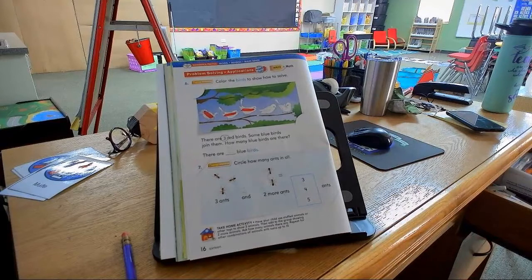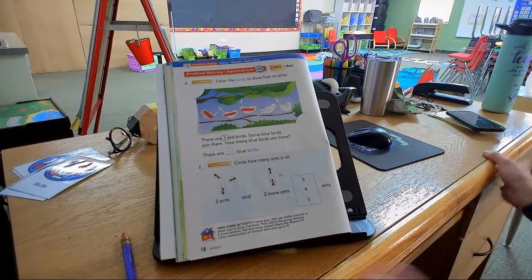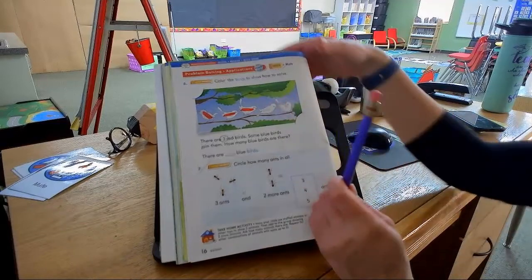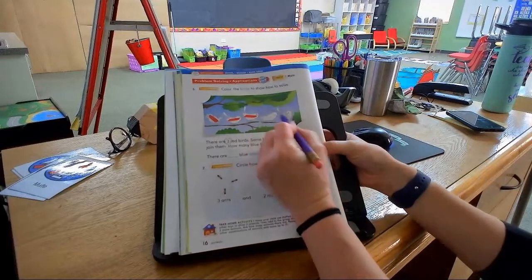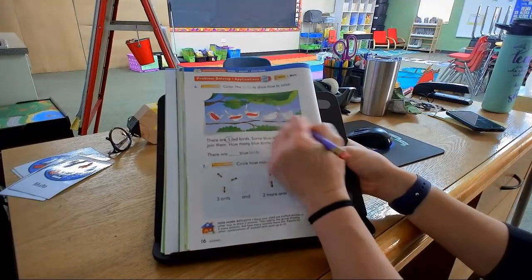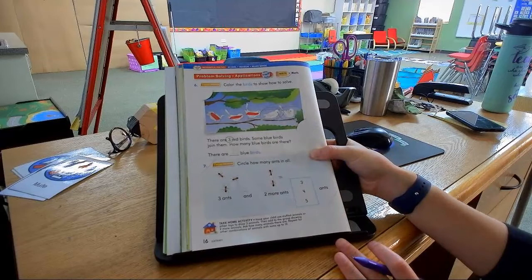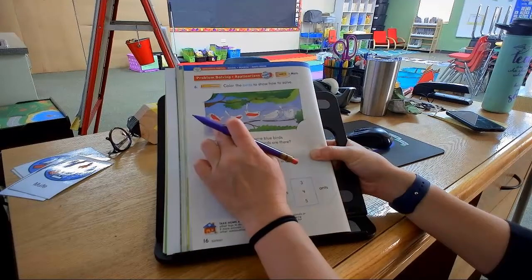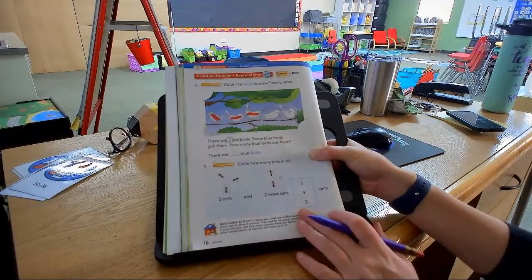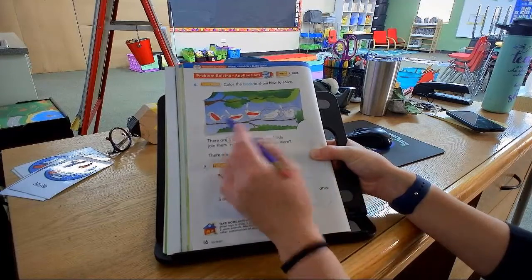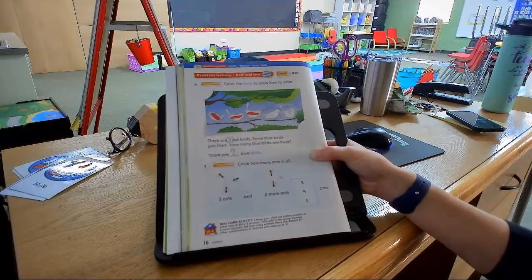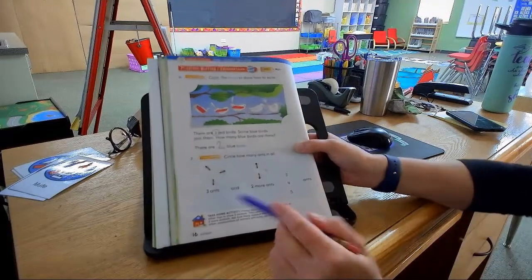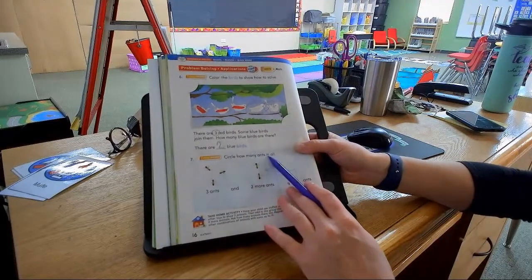Some blue birds join them. How many blue birds are there? So you're going to see how many in this picture are not red. And I see 1, 2. So we can color to show how to solve. 3 were red, the rest are blue. So how many are blue? 2. This last problem here says circle how many ants in all.